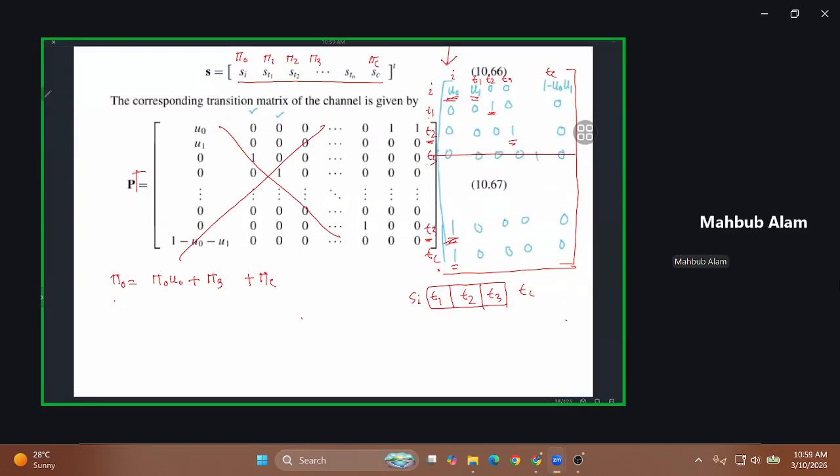For the second equation, we'll have pi 1. We'll get from this column, it will be pi 1 equal to pi naught times u1. All the elements are 0, so we stop here. Pi 2 will be here. So pi 2 will be this one. This is, what is pi 2? This one.